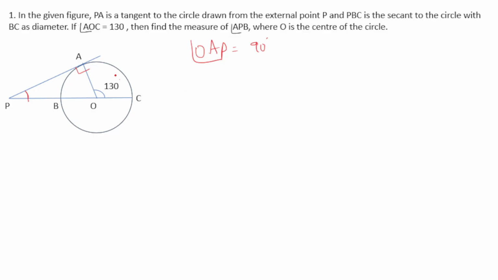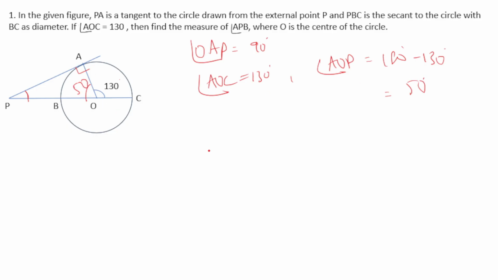Angle AOC is 130 degrees. So what is angle AOP? It is 180 degrees minus 130 degrees, because these two angles form a linear pair. It is 50 degrees. So this is 50 degrees.